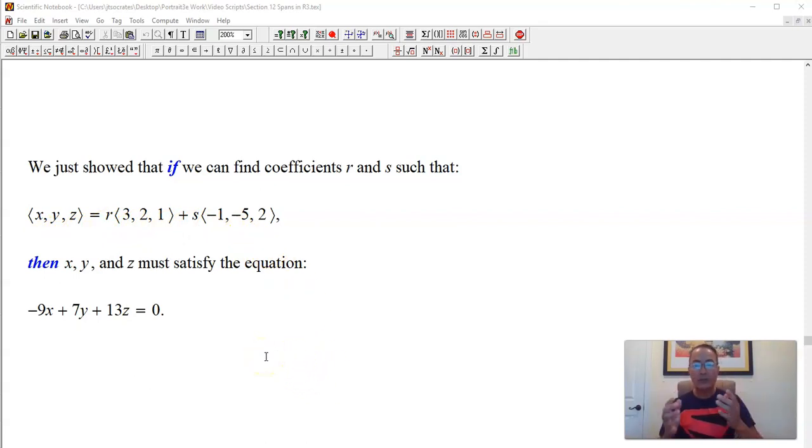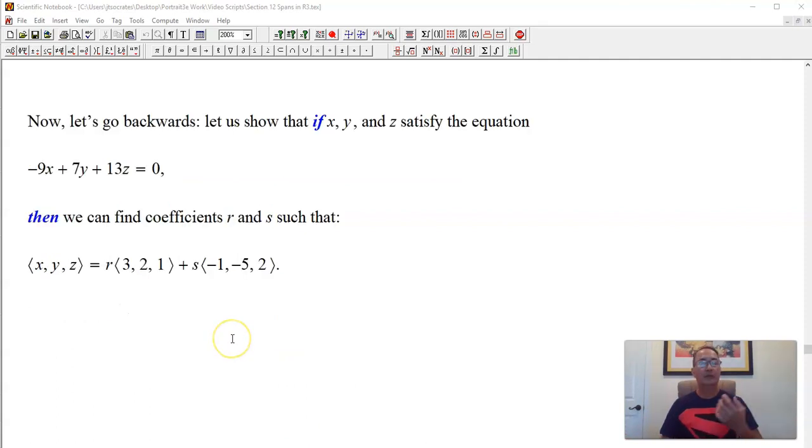So this is like the problem that we saw in R2. If you have all linear combinations of those two vectors, you will get the entire plane R2. Okay? So this time, if you have any vector which lives on that blue plane in R3, can we find coefficients R and S so that that vector is a linear combination of those two vectors? So here's the problem. We will now show that if x, y, and z satisfy the equation minus 9x plus 7y plus 13z equals 0, then we can find R and S so that x, y, z is R times 3, 2, 1 plus S times minus 1, minus 5, 2.